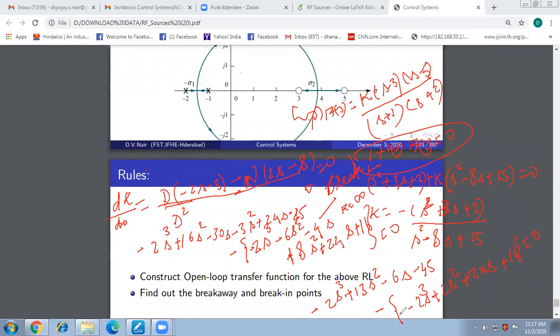So minus 2s cube, and this becomes plus 2s cube, gets cancelled. 13s square becomes minus 2s square. 13 minus 2 will be 11s square. Then I have minus 6s, and here it will be minus 20s. This is 20, right, Himanshu? So minus 6 and minus 20 will become minus 26s, right? And here it is minus 45, here it is minus 16. So it will become minus 55, minus 61.